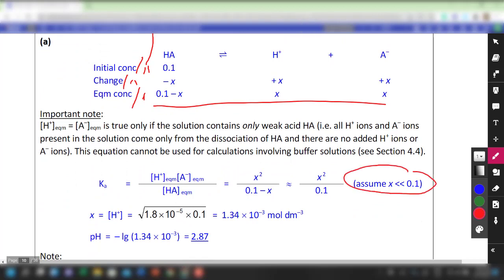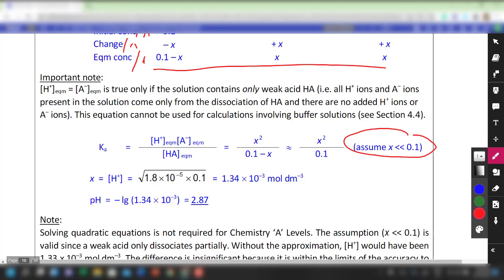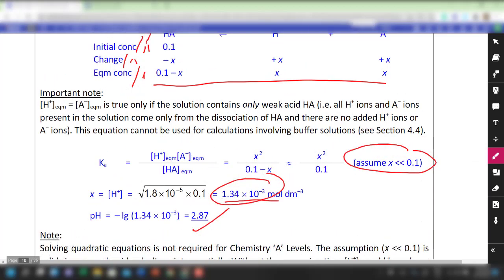So when you work from first principle, you will be able to get X equals 1.34 times 10 to the power minus 3, and then pH to be 2.87. The reason why we ask you all to make the assumption that X is much lesser than the initial concentration for H2 is because somewhere in your curriculum it was mentioned that the solving of quadratic equation is not required for the solving related to acid-base equilibrium.